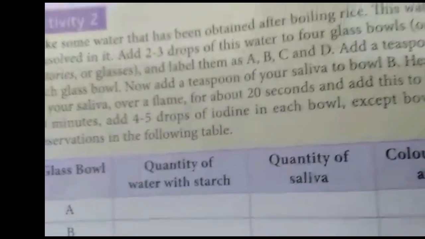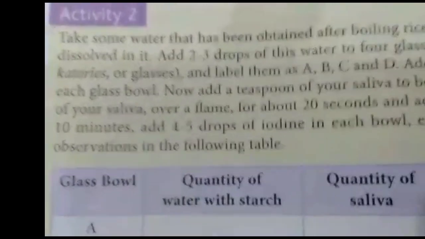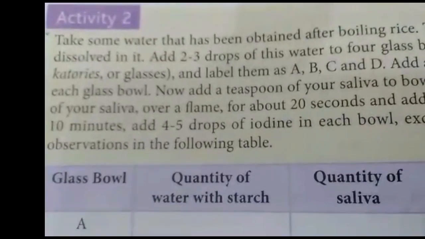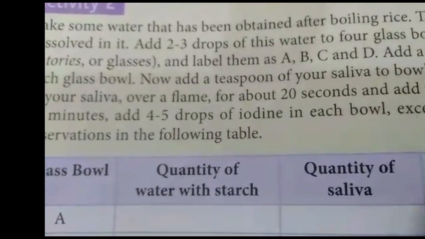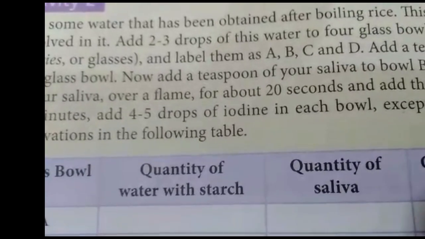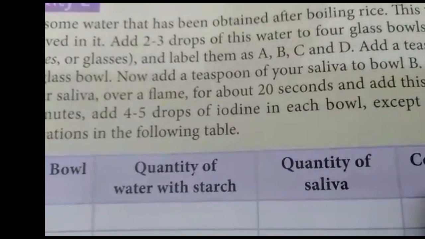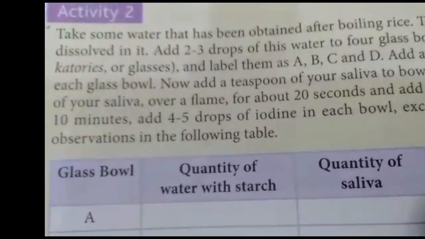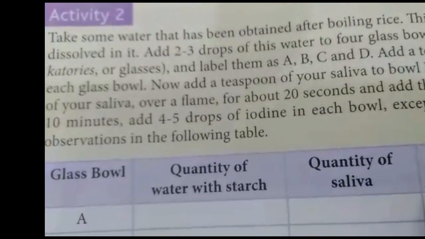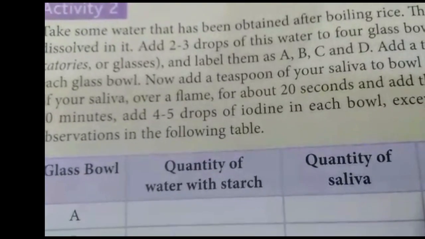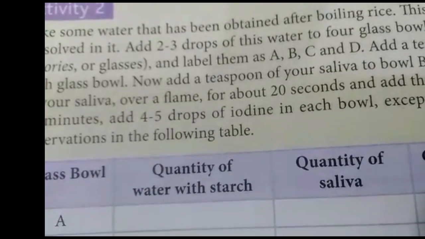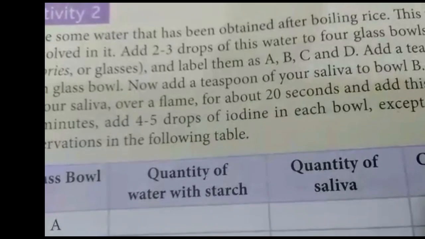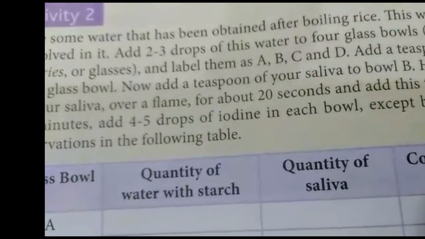Now after that, for the starch test we have to use iodine, because if the color of the iodine changes, it indicates the presence of starch. So we will add iodine to bowl A, but in bowl A there is only simple boiled rice water, so it will not change the color.